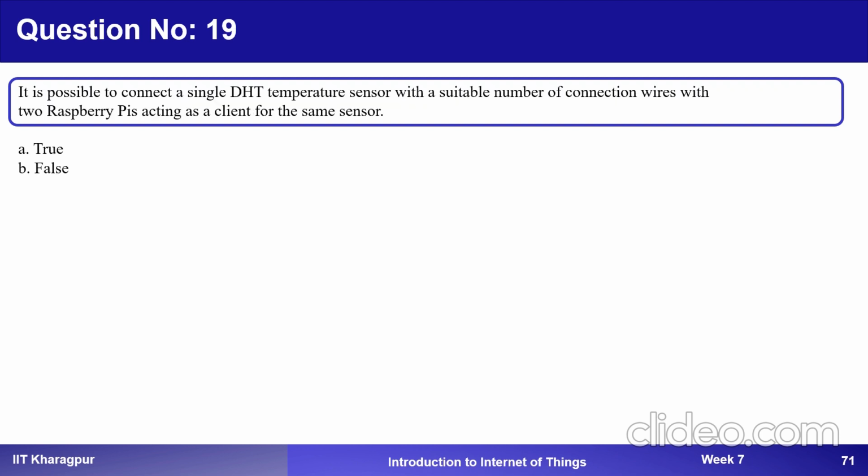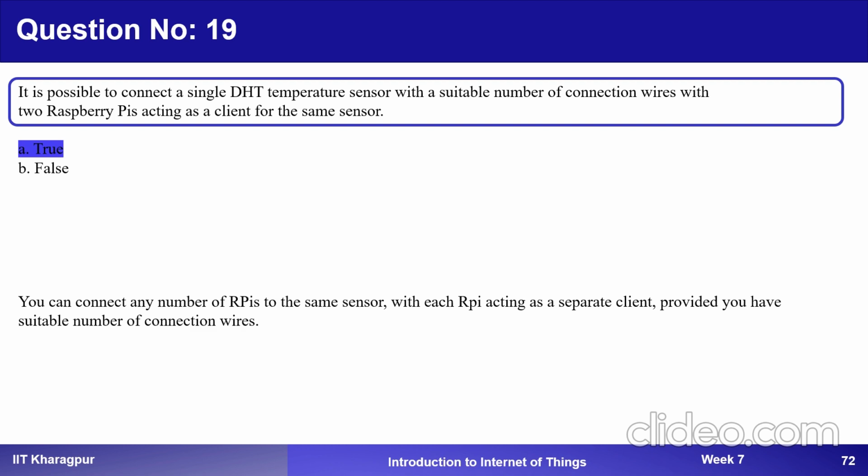Next question is, it is possible to connect a single DHT temperature sensor with a suitable number of connection wires with two Raspberry Pis acting as clients for the same sensor. True or false? Anyone? True. True. Anyone else? This statement is true. So you can connect any number of Raspberry Pi to the same sensor.